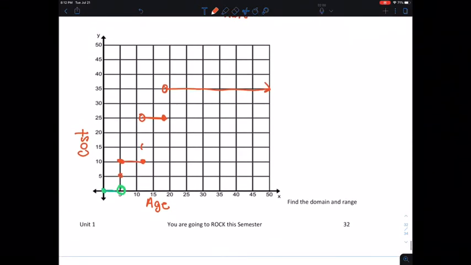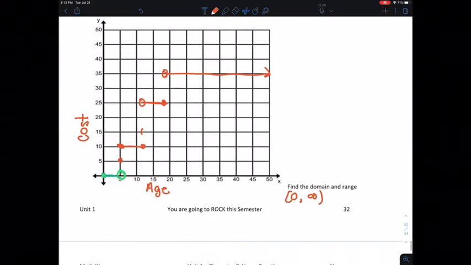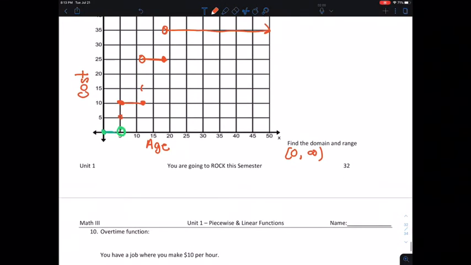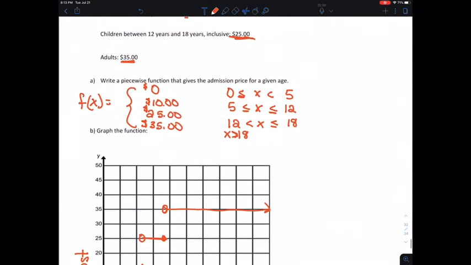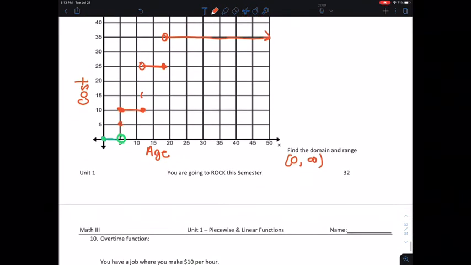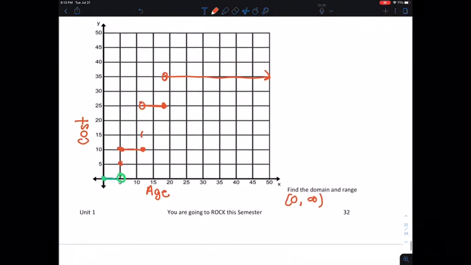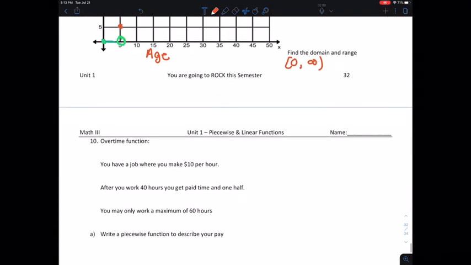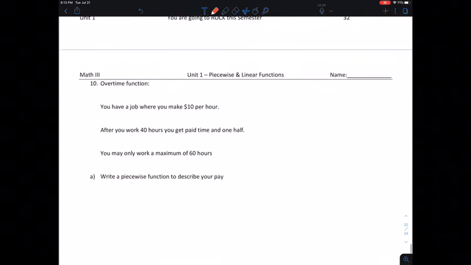What is the domain for this function? Well, you can be as young as 0 and as old as infinity. I guess you'd have to look at what your lifespan is. Okay, so that's it. This is called a step function, because how you would graph it is dependent upon your age.